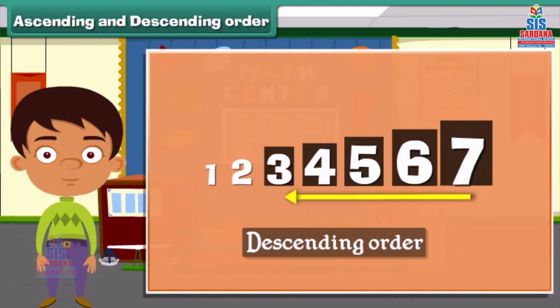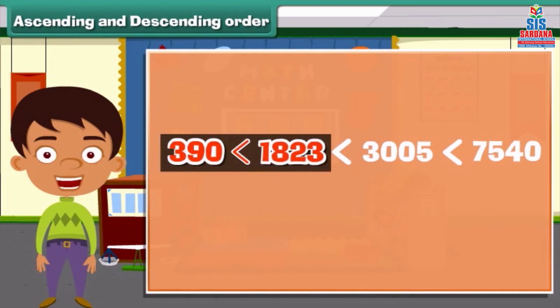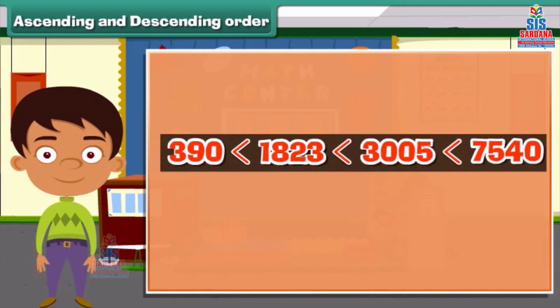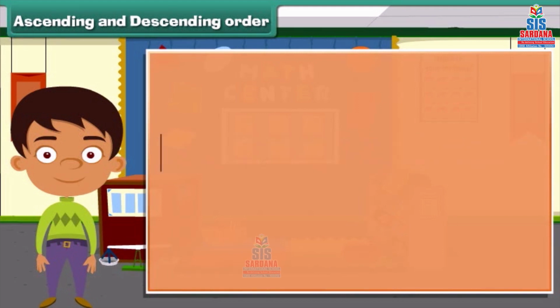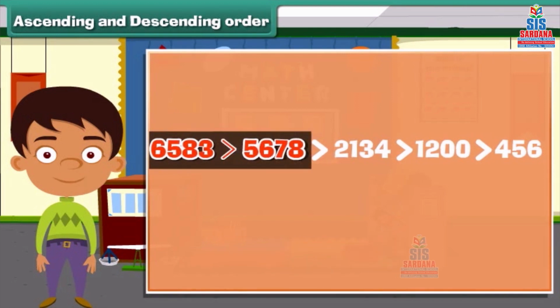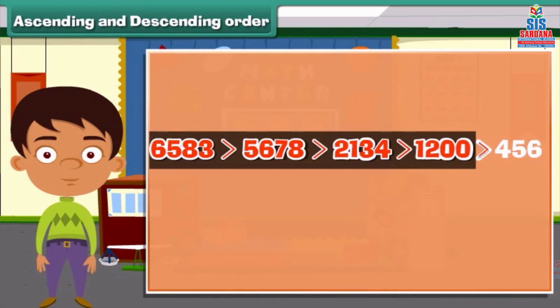Symbolically, the ascending order of numbers may be denoted by the less than symbol. For example, 390 is less than 1823, which is less than 3005, which is less than 7540. Similarly, the descending order of numbers may be denoted by the more than symbol. For example, 6583 is greater than 5678, which is greater than 2134, is greater than 1200, which is greater than 456.